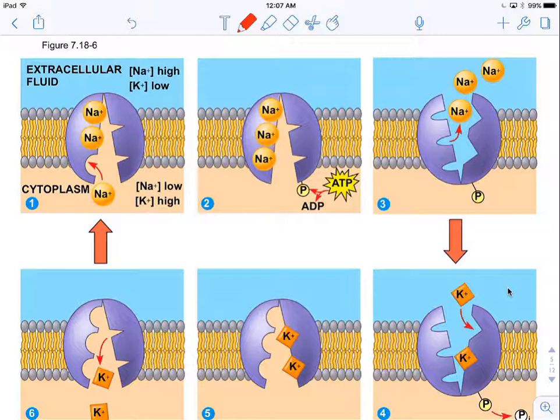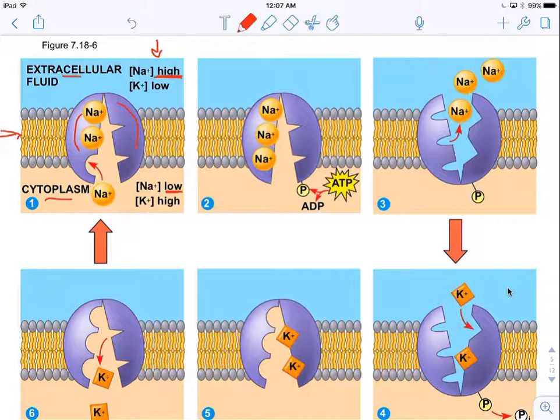So here we have a membrane. We have inside the cell, outside the cell. And if you look, here it gives us the concentration gradients. So there's a lot of sodium outside the cell and just a little sodium inside the cell. So the sodium-potassium pump, which is this purple thing here, starts off being open to the cytoplasm. It has three binding sites for sodium ions.